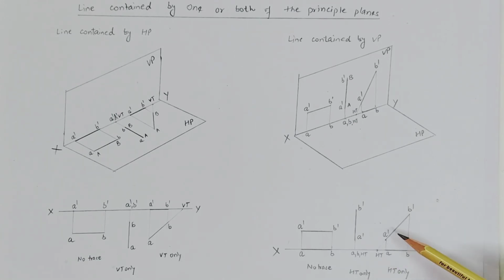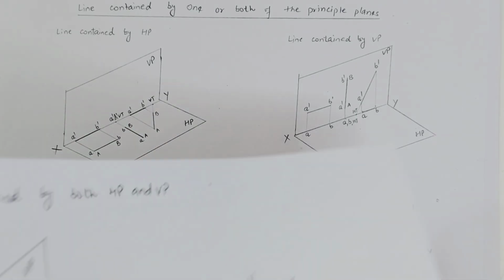In the third case, the line is inclined to HP, so this is the front view A dash B dash, and in the top view here is AB. When we extend this line, it will intersect the reference line here. So this is your horizontal trace. In this case there is a horizontal trace only, no vertical trace.